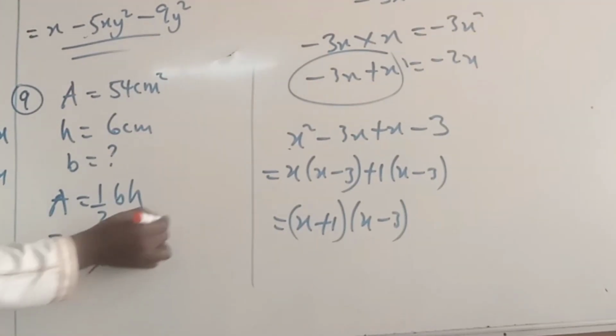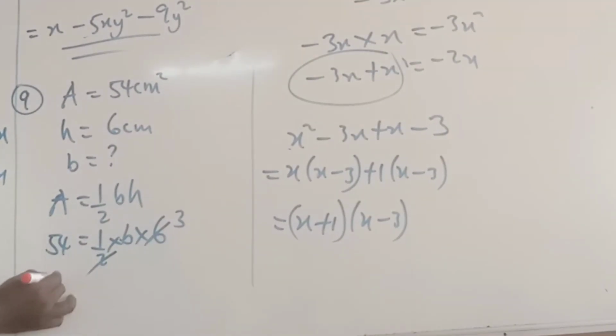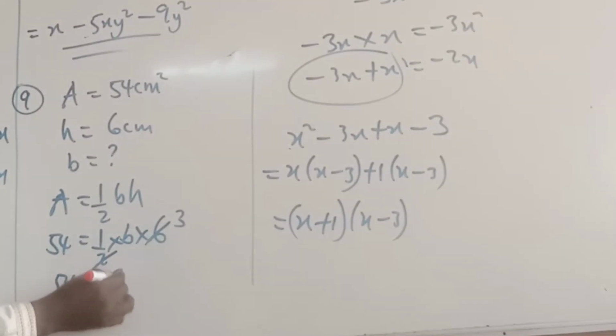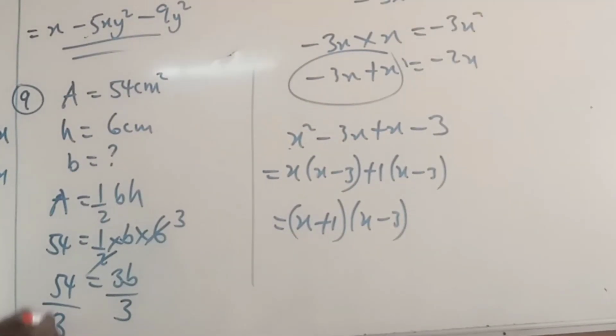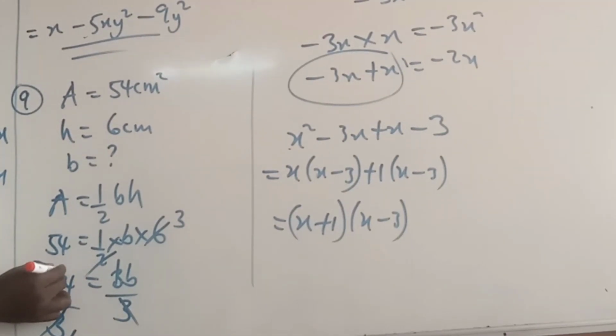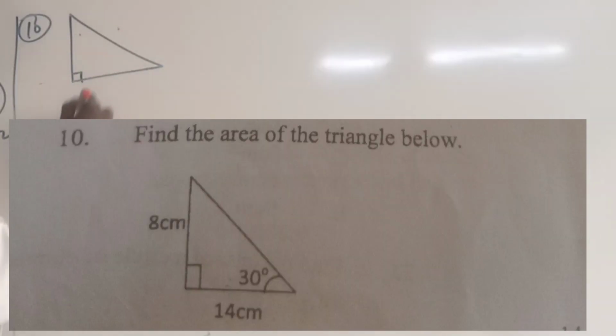So 2 here 1, 2 here 1, 3. So we have 54 equals 3 what? B. It is B we are looking for. Divide both sides by what? 3. 3 cancels 3. 3 here 1, 3 here 1. Remainder 2, 24. 8. Therefore, B equals to what? 18 centimeters.